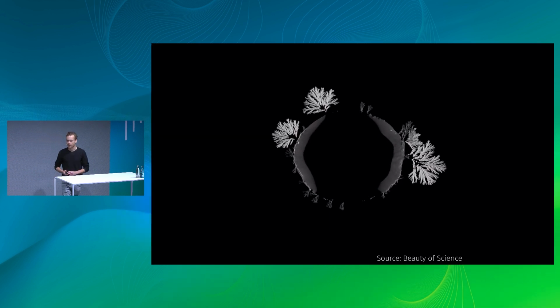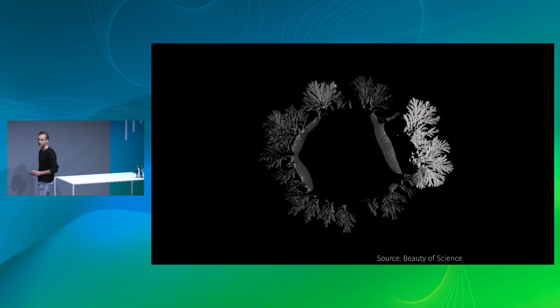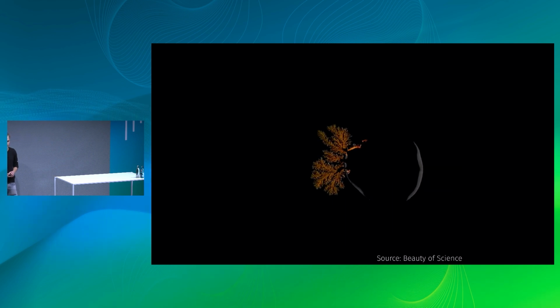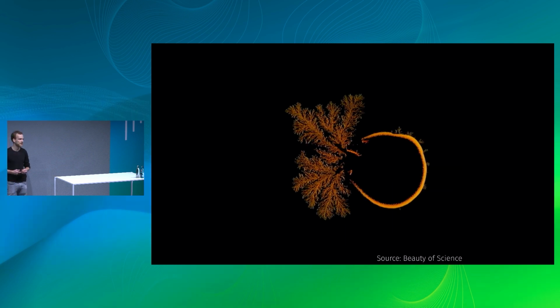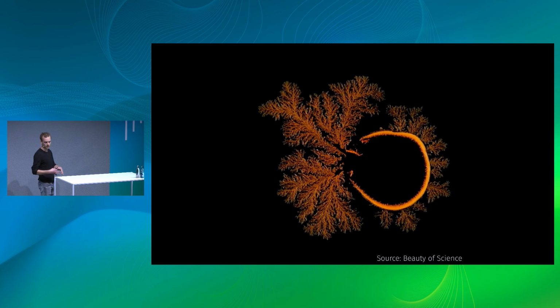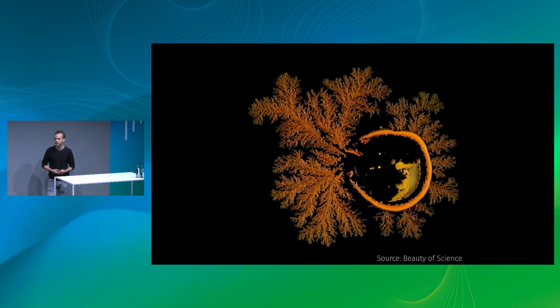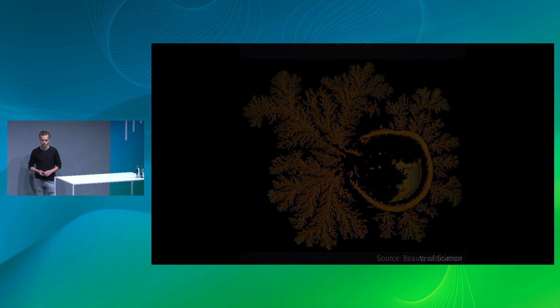A second process that we are using is called diffusion-limited aggregation, which is a process that happens in nature where aggregation, so growth, is a result of diffusion. And we see that in, for example, the crystallization of certain minerals, in electrical discharge patterns, like lightning, and the formation of snowflakes.